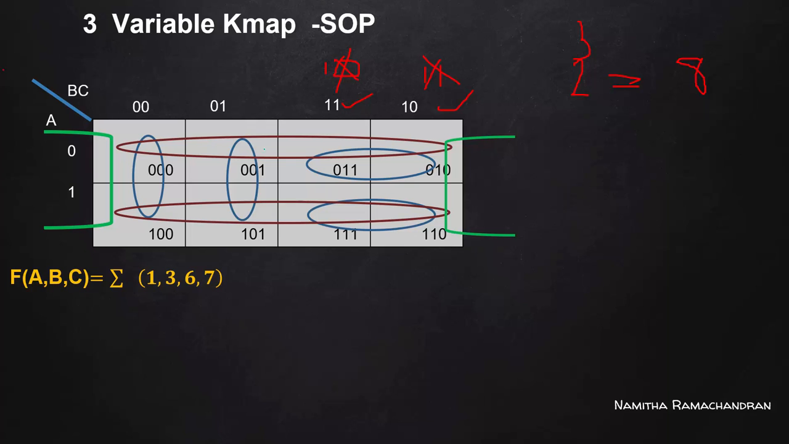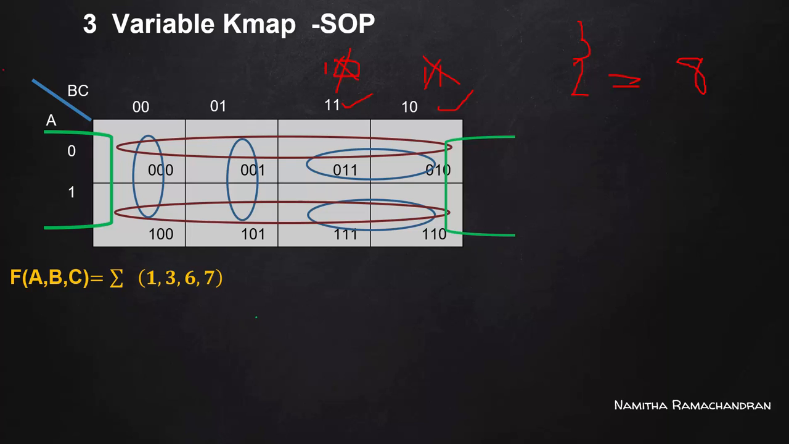This is a SOP form which is given. We need to simplify using this three variable Kmap. Here the function is with three variables and the values are ranging from 1 to 7. 1 to 7 means these values we can represent using 3 bits in binary. So for this simplification we need a Kmap with 3 variables maximum.